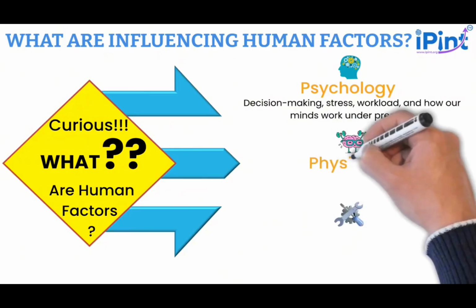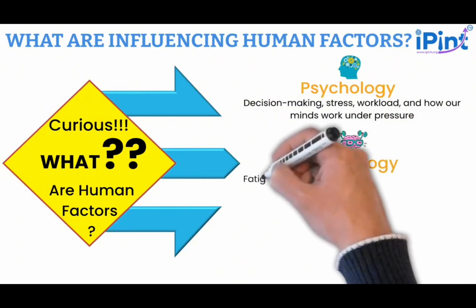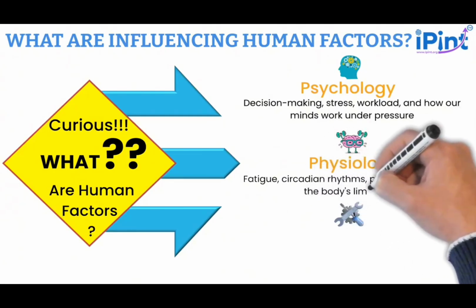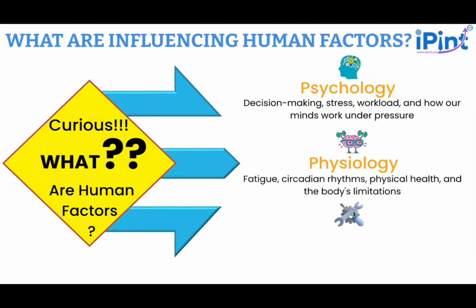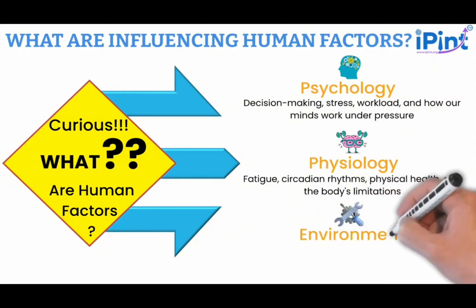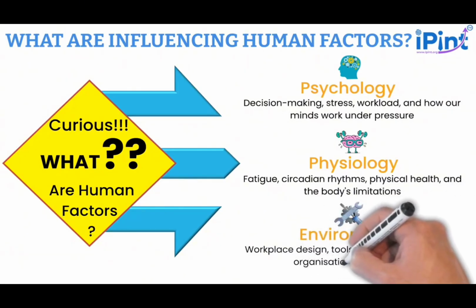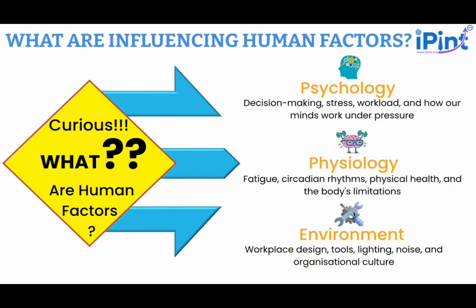Second, physiology: fatigue, our body clocks, physical health, and the body's hard limits. And third, environment: the tools we use, the lighting, the noise levels, and the culture of the organization around us. When all three align poorly, when a tired person uses outdated equipment in a badly lit workshop under pressure from their supervisor, that is when accidents happen. Understanding human factors is our first line of defense.